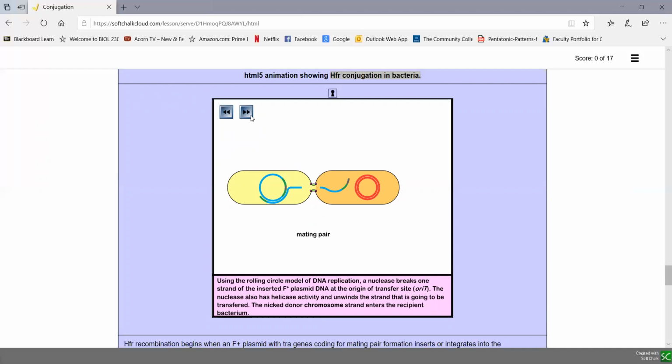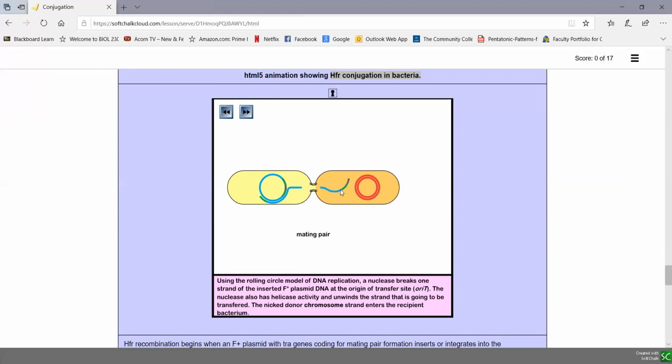And because that mating pair bridge is rather fragile, and bacteria are always exhibiting Brownian motion and being bombarded by their environment, it's very possible that during this transfer, the two bacteria break apart. So it's very rare that a whole strand of a chromosome will enter a recipient during HFR conjugation. They usually break apart somewhere along the way. It does occur, but it takes almost 90 minutes. And so for them to remain united as they're being hit by water molecules and jiggling about, they often do break apart. So often only a little bit of the chromosome enters the recipient.